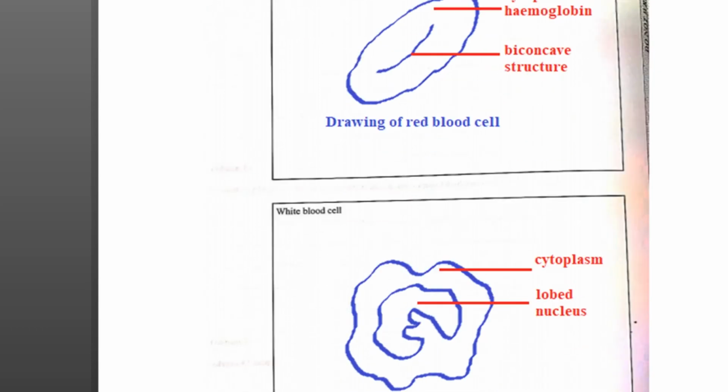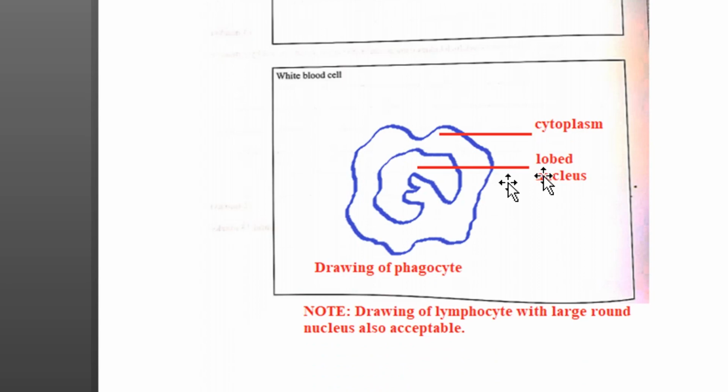White blood cells would have a more globular shape. Here we have the cytoplasm, the plasma membrane, and we have a large lobed nucleus. This would be for a phagocyte, by the way. Lymphocytes would have a rounder shape, less globular, and would have a very large round nucleus as a result.